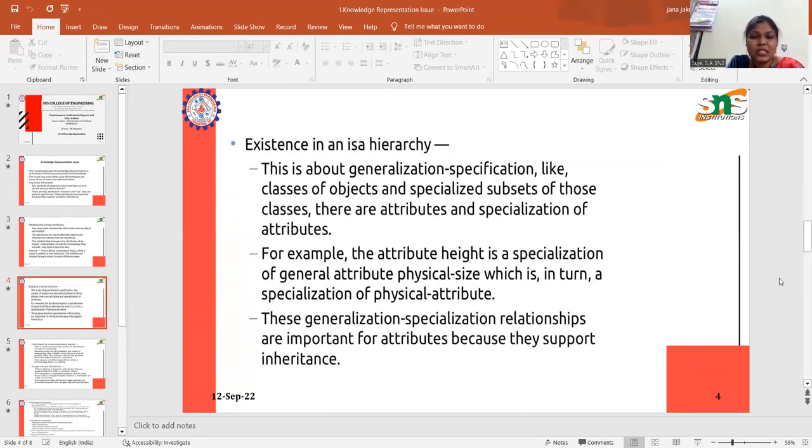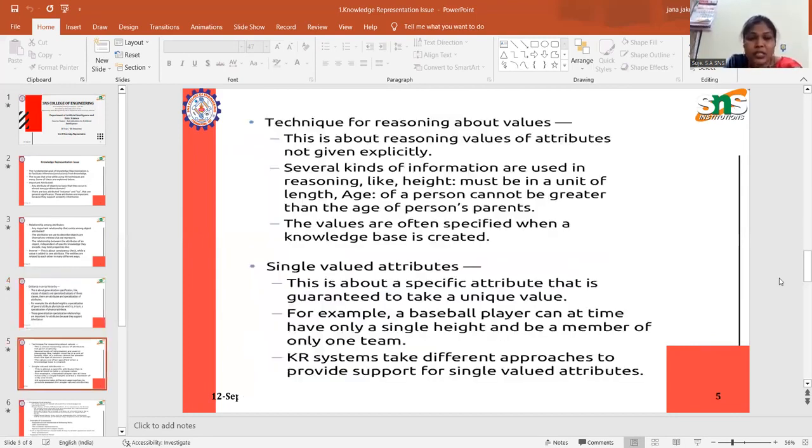The next is existence in an ISA hierarchy. This is about generalization and specification, like classes of objects and specialized subsets of those classes. There are attributes and specializations of attributes. For example, the attribute height is a specialization of the general attribute physical size, which is in turn a specialization of physical attribute. These generalization-specialization relationships are important for attributes because they support inheritance.